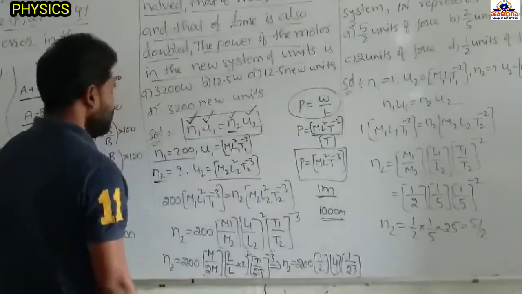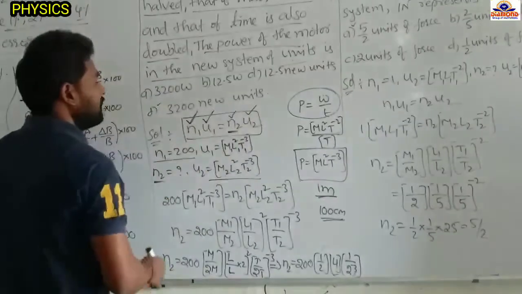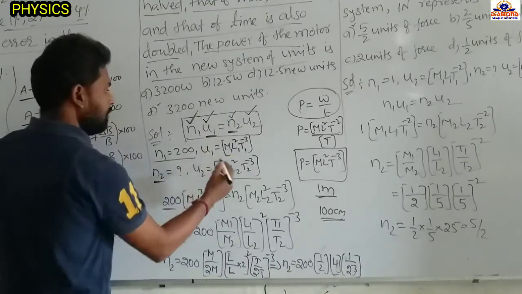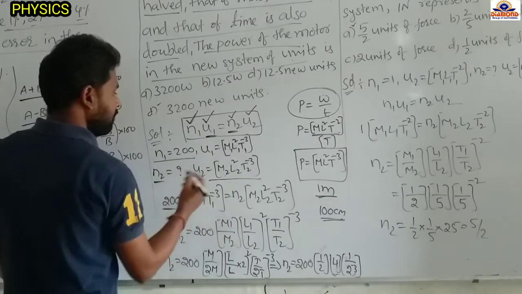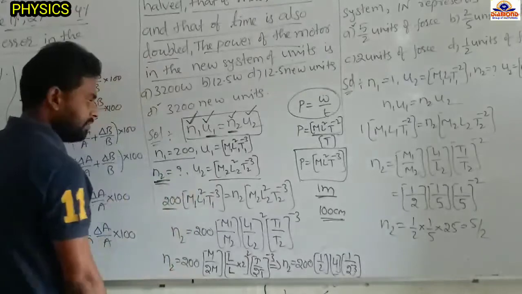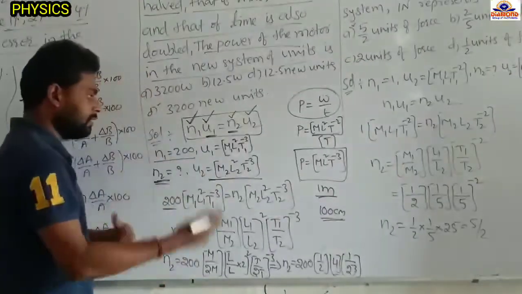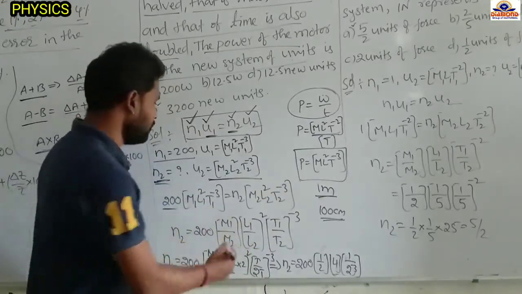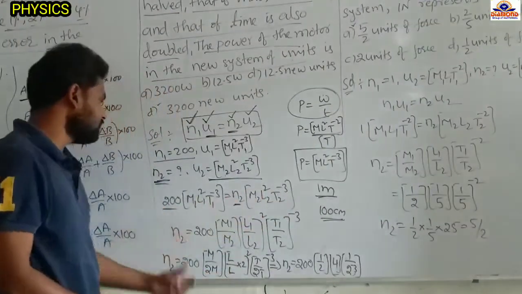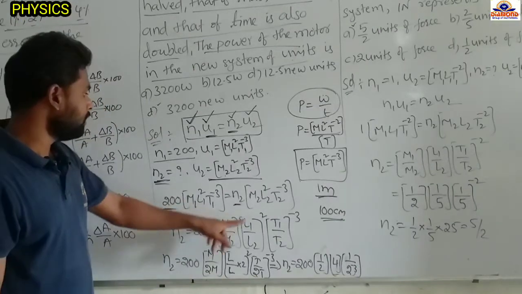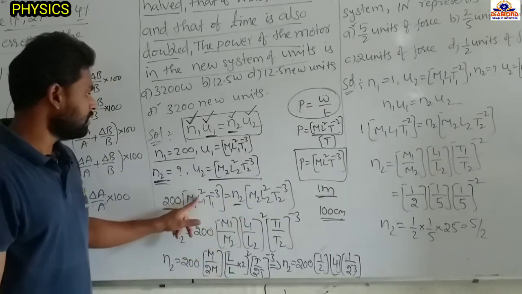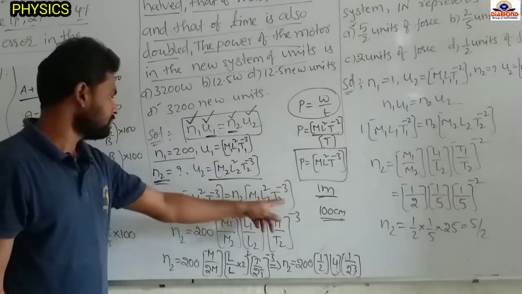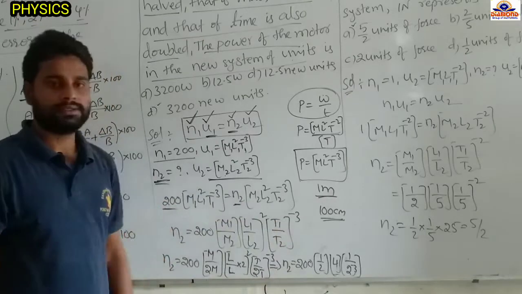Okay, now substituting the values in the equation n1 u1 equal to n2 u2, n1 value they gave is 200, u1 is the given system's dimension M1 L1 power 2 T1 power minus 3, equal to n2, which we have to find, times u2, the new system's dimensions M2 L2 power 2 T2 power minus 3. I have to find the n2 value. So sending the remaining terms to this side, we get 200 into M1 by M2, L1 square and L2 square gives L1 by L2 whole square, T2 power minus 3 sent this side gives T1 by T2 whole power minus 3.